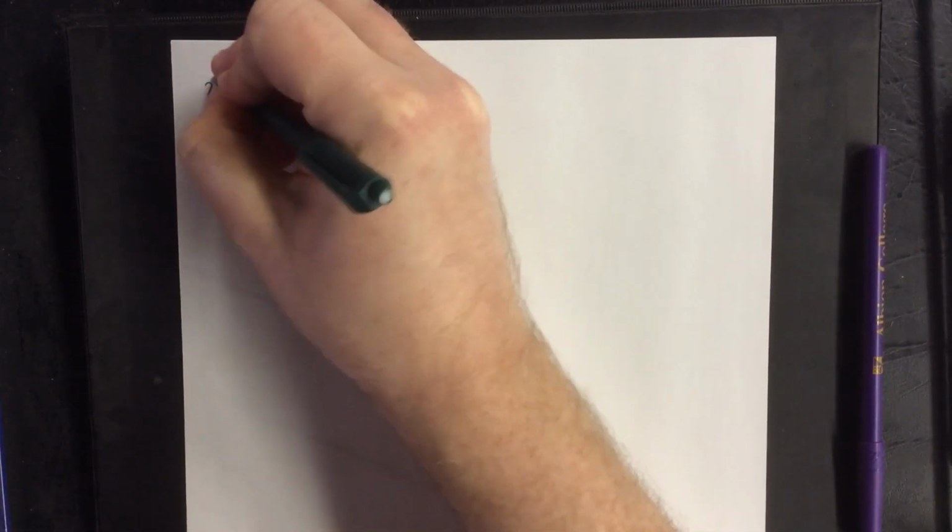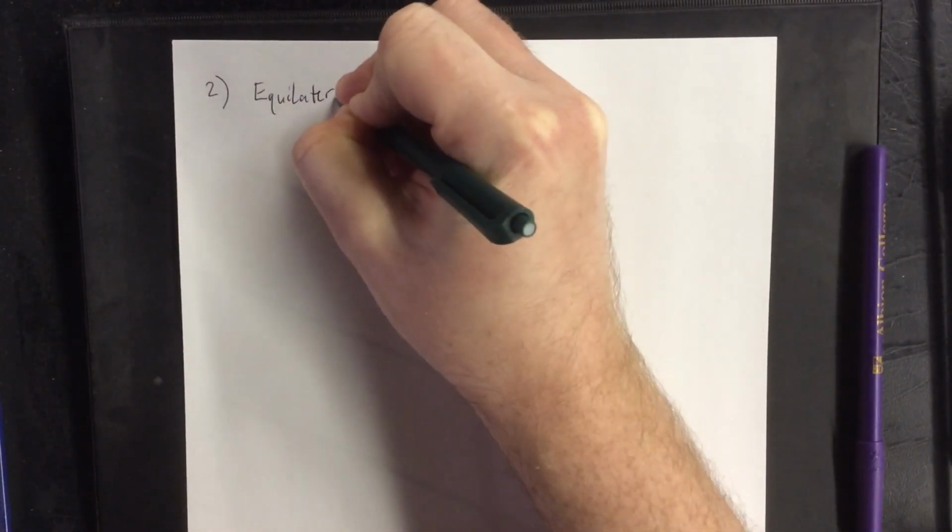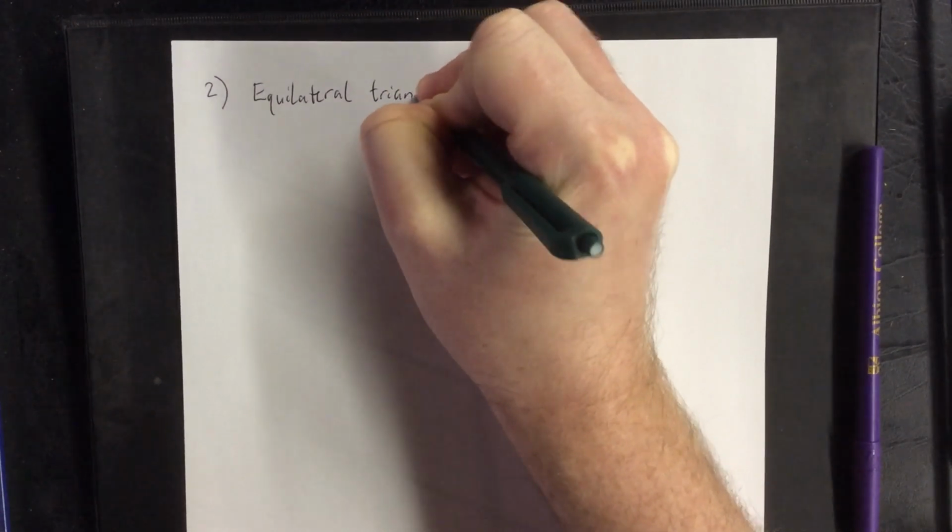The other triangle I'm going to introduce is not going to start as a right triangle, but we're going to turn it into one. This one is known as the Equilateral Triangle.